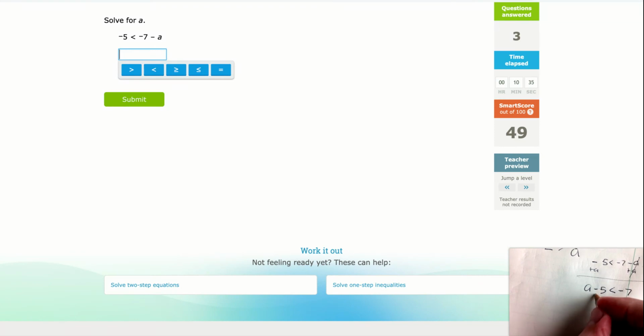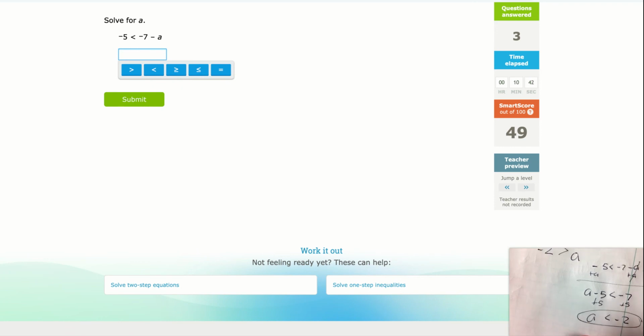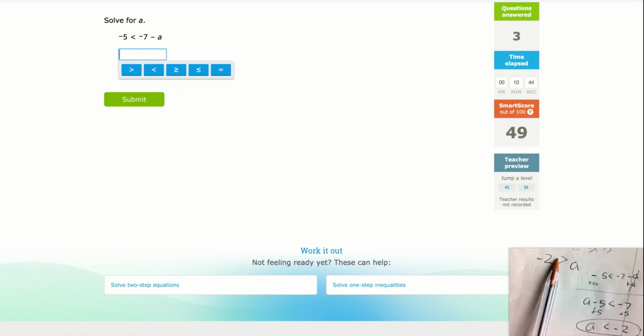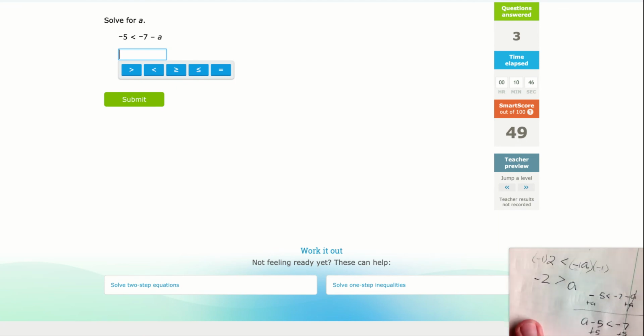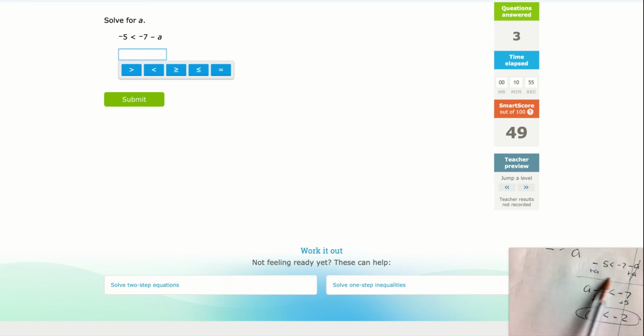Now I'm going to add 5. Again, a is less than negative 2, which is exactly what we had up here. A is less than negative 2. And remember, I had to flip that inequality symbol because I multiplied by a negative. In this way, I never did flip the inequality symbol because I just added the a over, added the 5 over, and I didn't need to do any multiplication whatsoever. So I can come up here and do a is less than negative 2.